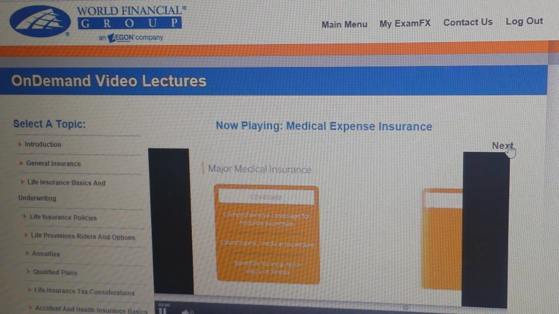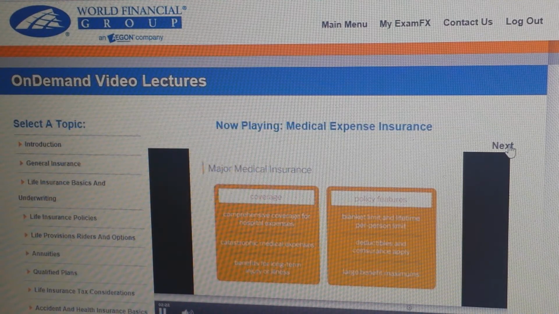Some of the policy features on these major medical insurance policies, they had a blanket limit and also usually a lifetime limit per person, meaning if you had the policy and you had some catastrophic illness and say your limit was $1 million for your lifetime, you reach that $1 million limit, then your policy would be done because contractually they paid you out to that maximum per limit dollar amount.